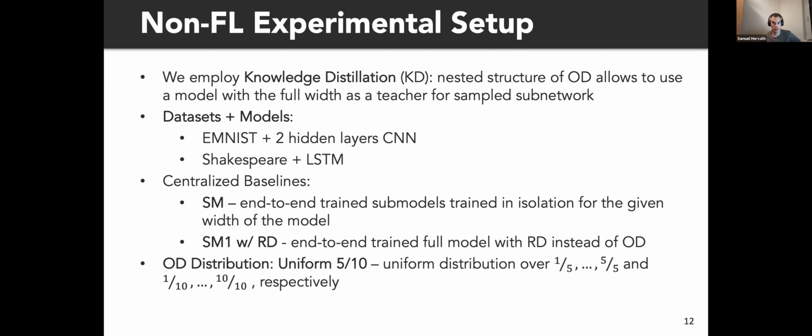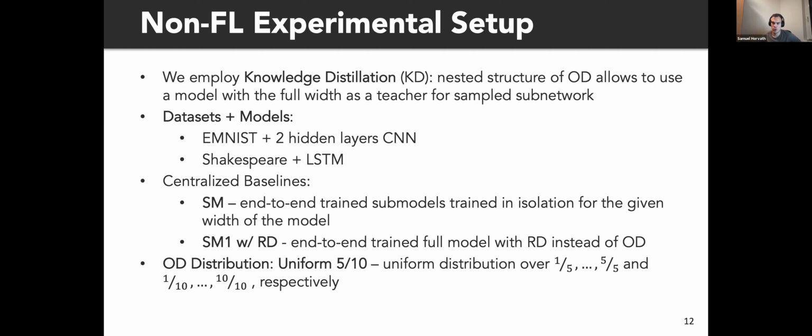For the evaluation, we start with the preliminary results. We present some results to showcase the performance of OD in the decentralized non-federated learning training setting, which means that the server has access to all training data. On top of OD, we employ knowledge distillation, as the nested structure of ordered dropout allows us to use the model with full width as a teacher for a sampled subnetwork. We consider two classification tasks. Concretely, the MNIST dataset with a two hidden layers convolution network and the Shakespeare dataset with an LSTM network.